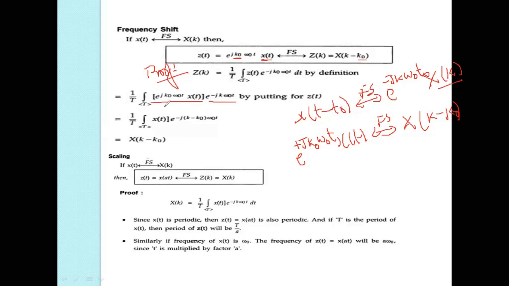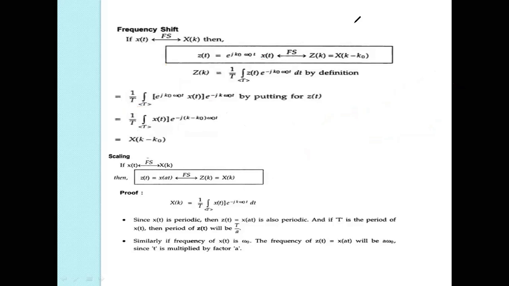And see here, the two exponentials have the same base. Add the powers here, x of t and e power. Take the minus as common. In this, k omega naught, and here is a plus. So keep the minus here, minus into minus is plus. Omega naught is common and k naught is there. So this looks like the same analysis equation of the exponential Fourier series, but instead of e power minus jk omega naught t, the k value is k minus k naught. So x of k minus k naught. Once again, you may see a little confusion, I think. I will explain.